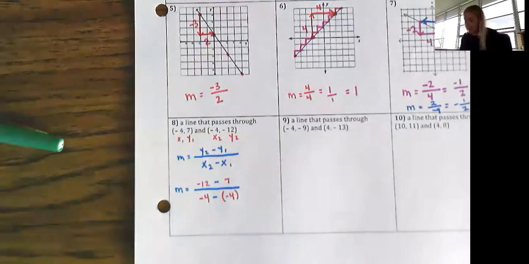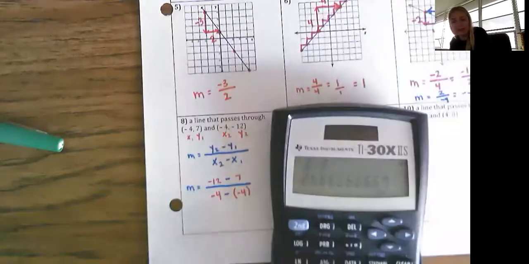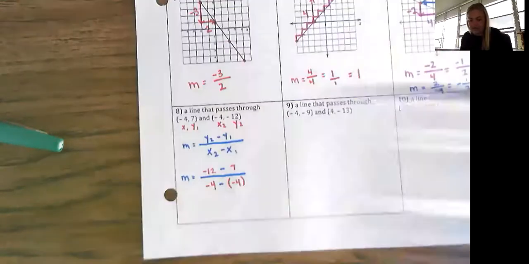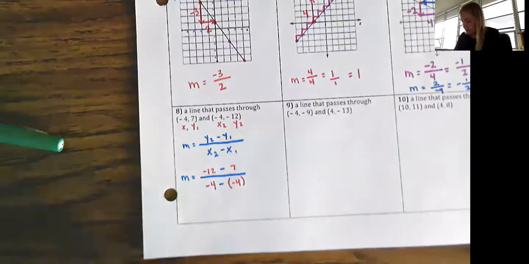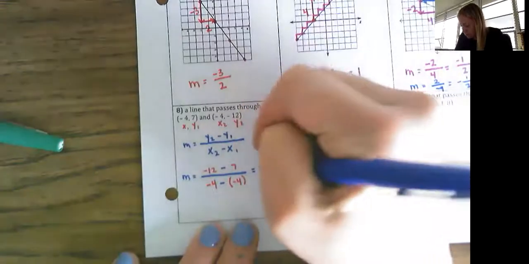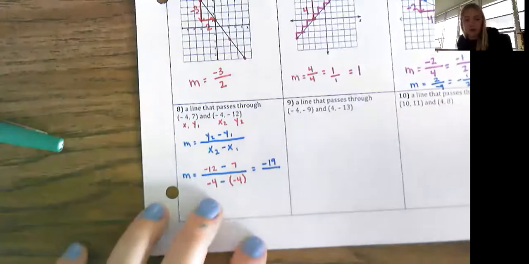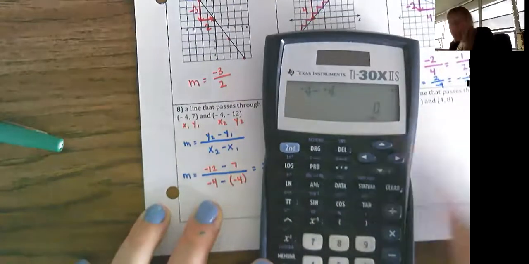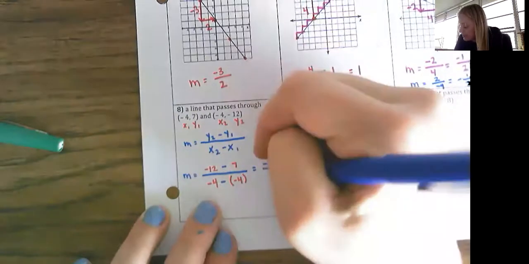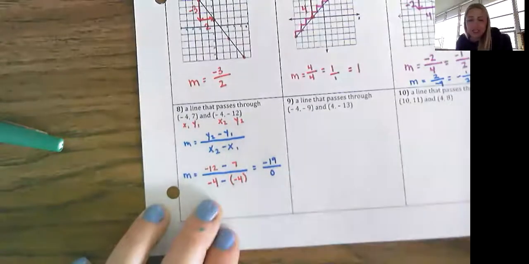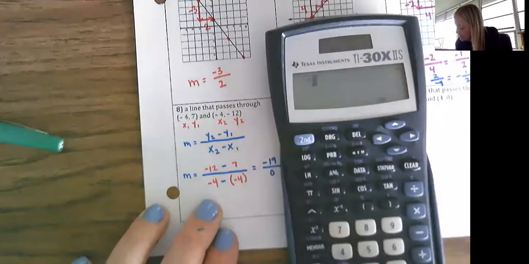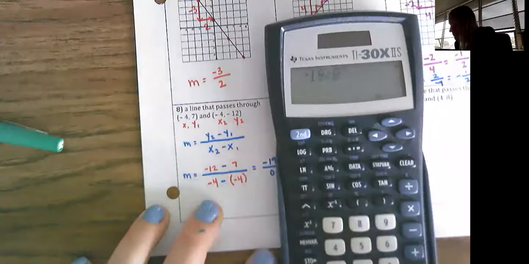All right, let's do the math on this thing. Negative 12 minus 7. And I get negative 19. Okay, negative 4 minus negative 4. And I get 0. My denominator is 0. Okay, now let's reduce that fraction. Some of you might be saying, oh yeah, it's 0. Let's double check. Negative 19 divided by 0.